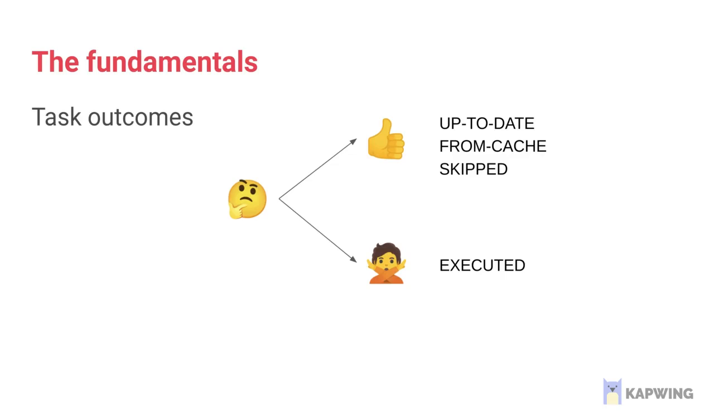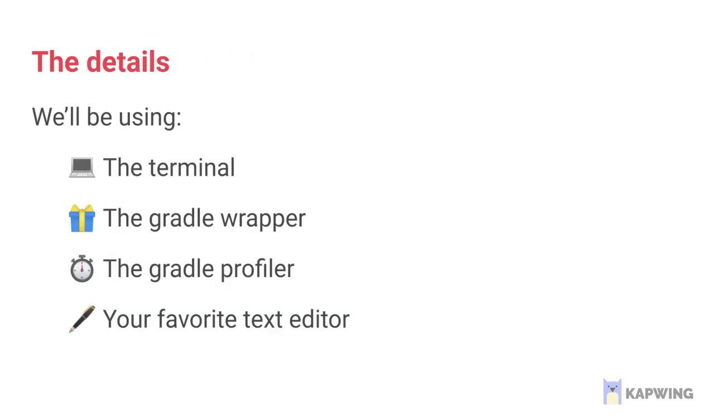So, how do you actually go about investigating which tasks have good outcomes and which tasks have bad outcomes? Well, let's dive into the details and get started. For this, we'll be using the terminal, the Gradle wrapper, the Gradle profiler, and your favorite text editor that can handle lots of text.